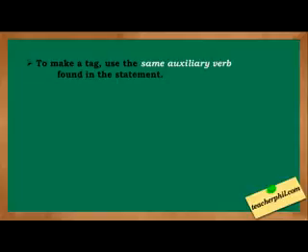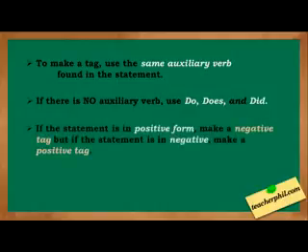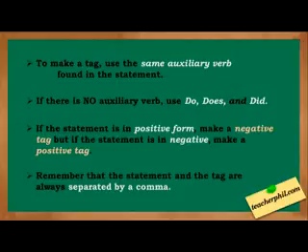There are a few rules concerning the use of tag questions. The first one, to make a tag, use the same auxiliary verb found in the statement. The second one, if there is no auxiliary verb, use do, does, and did. The third one, if the statement is in positive form, make a negative tag. But if the statement is in negative, make a positive tag.